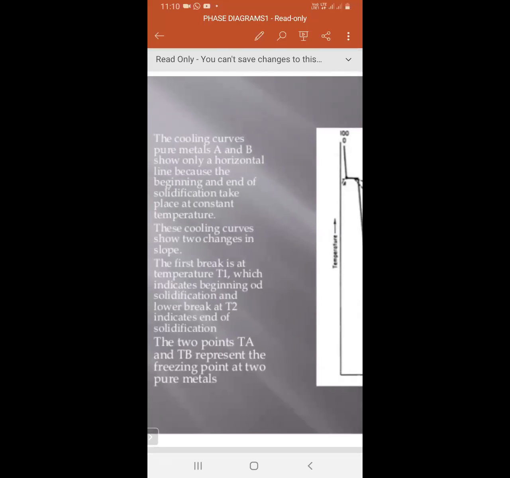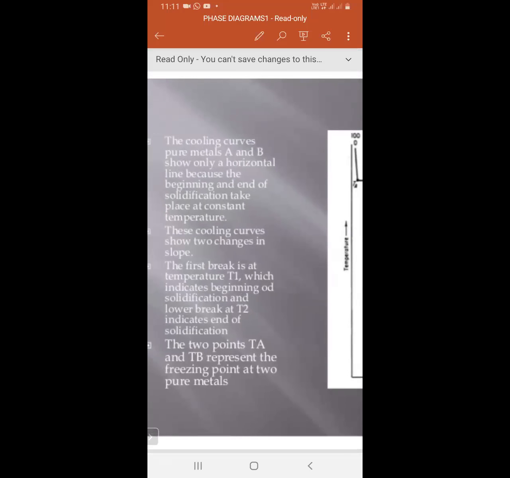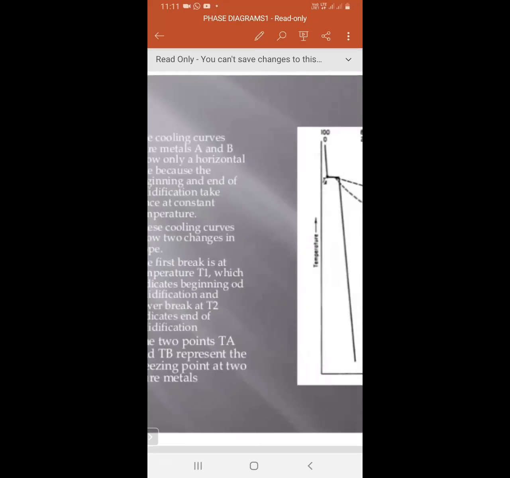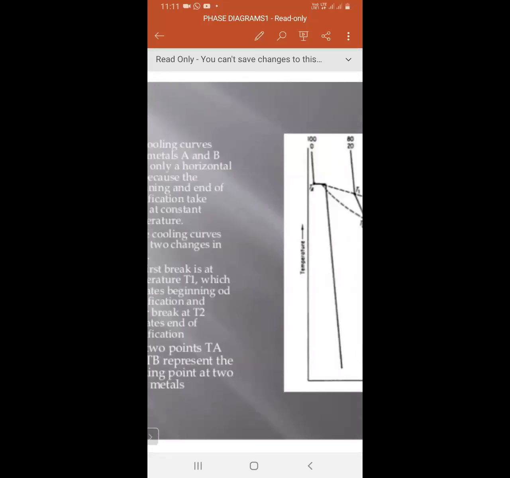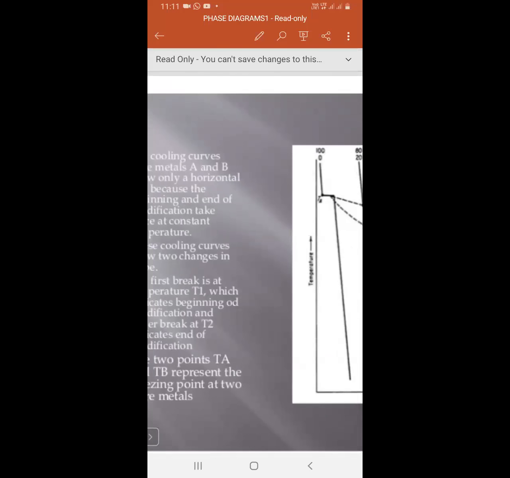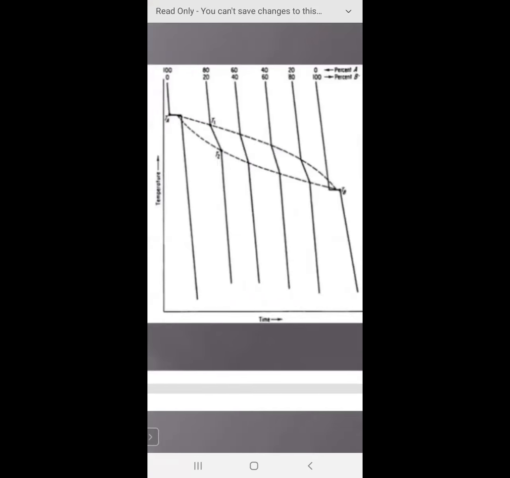Between these two, beginning and ending, all the cooling curves are the alloy cooling curves. These cooling curves show two changes in slope. The first break is at temperature T1, which indicates the beginning of solidification, and the lower break at T2 indicates the end of the solidification. Here you see T1 is the starting of solidification. Then here T2 is the ending of the solidification.